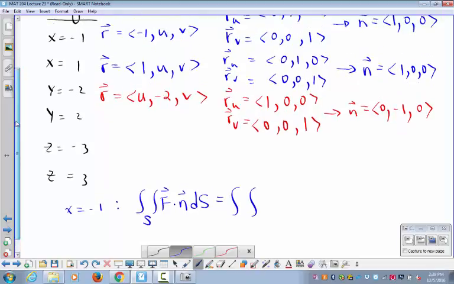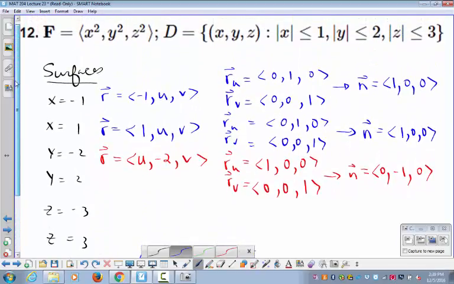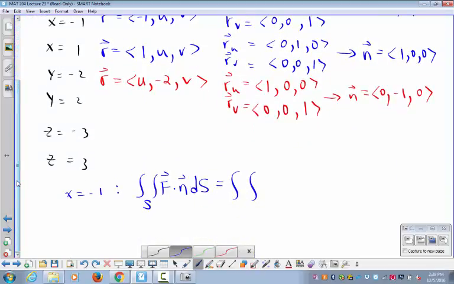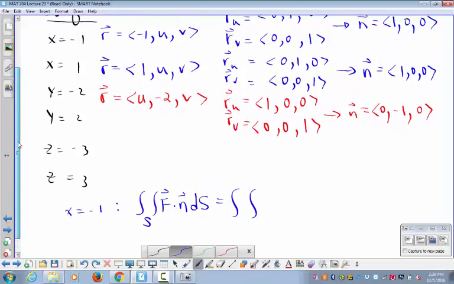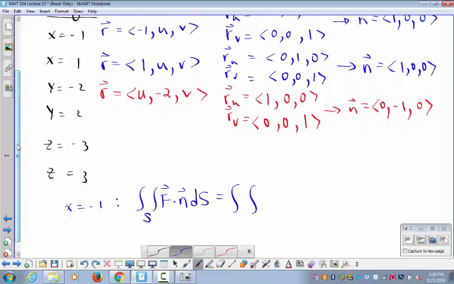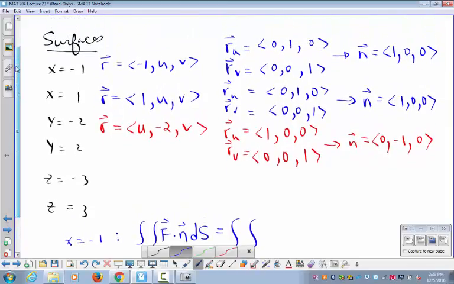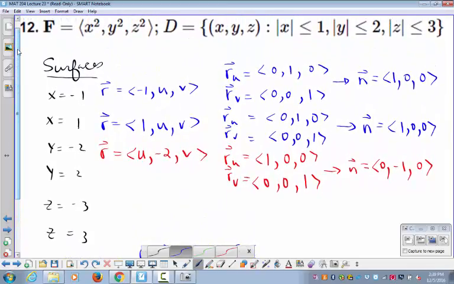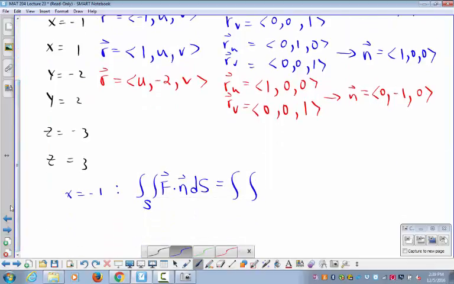So our vector field, we haven't even looked at that yet. So x squared, y squared, z squared. And there's our parameterization. So x squared, y squared, z squared, we're going to substitute in the values that we have right here. So what are we going to end up with? 1, and then u squared, v squared. Right? 1, u squared, v squared.